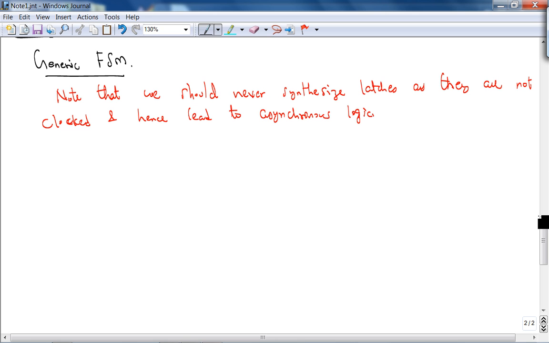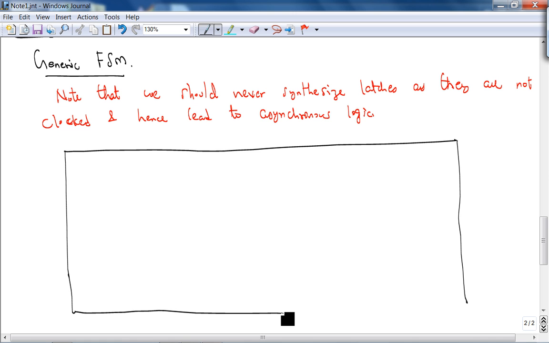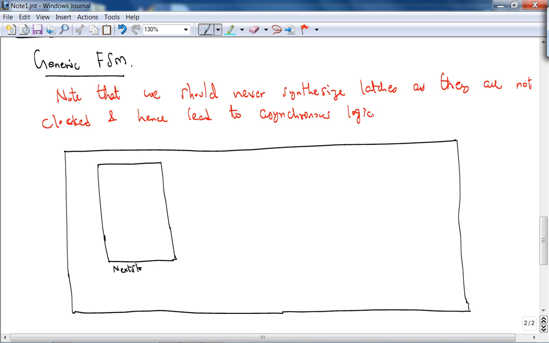Here's a picture of a generic FSM. You shouldn't have to memorize this, but you should understand it, keep it in mind, and understand the subsequent VHDL. There are primarily three blocks. Here is what is called next state logic. Here is state memory. And here is output logic.